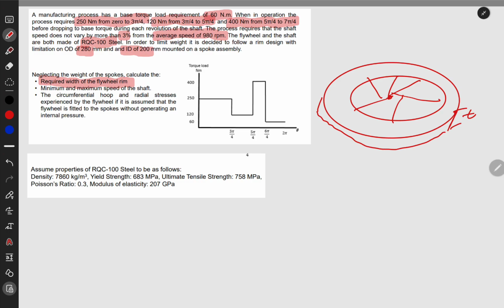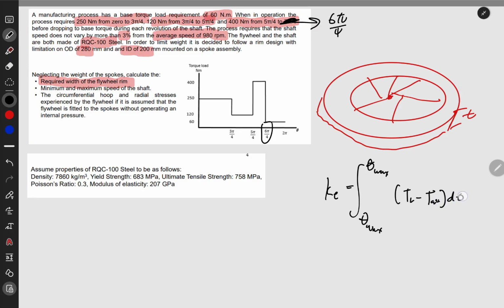Okay, so we're given this data. First, I have to point out that there is actually a mistake in the question here. That's supposed to be the same as this one, which is 6 pi all over 4. And then we got to attempt the question. So you know that on our design we always have this integral for KE, from omega max to omega min, of TL minus T average d theta. That integral will get us energy.